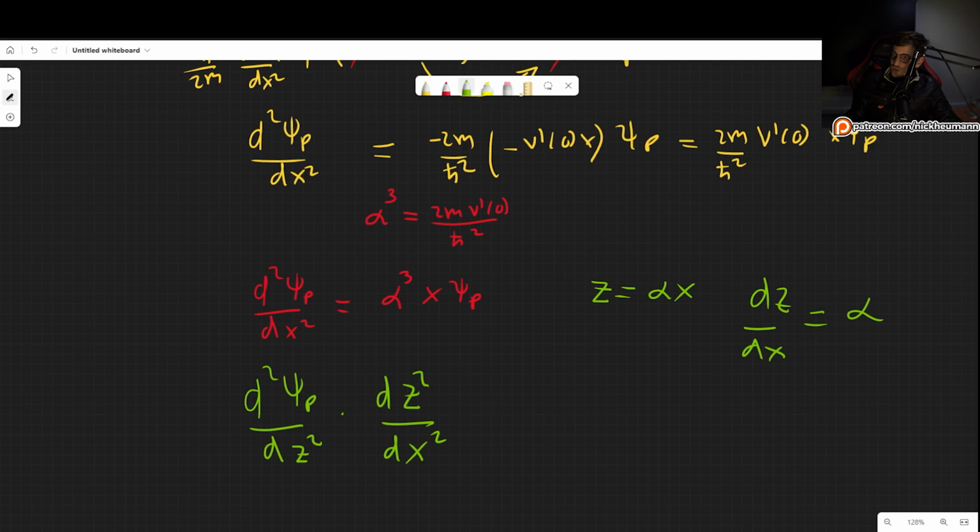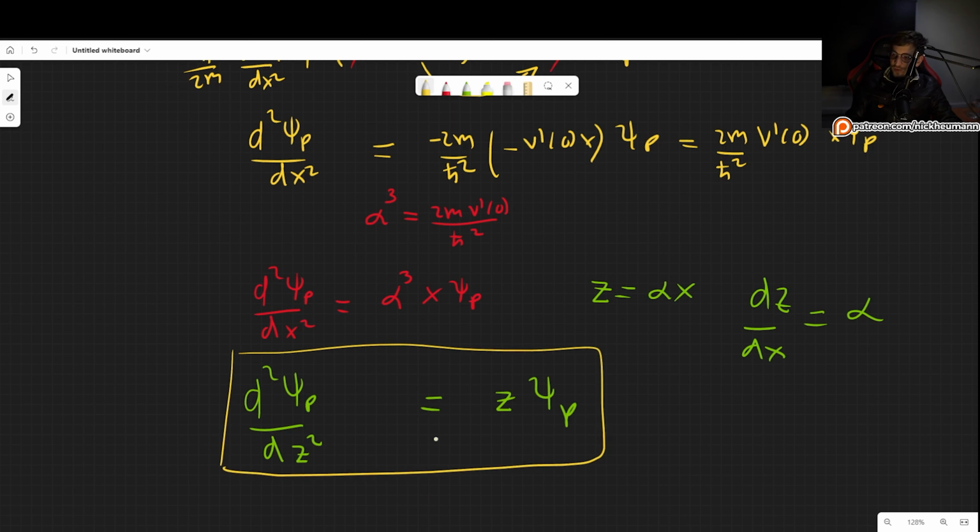So we get this thing squared, basically, right? So for that reason, we get alpha squared. And on the right side, we get alpha cubed, which is alpha squared times alpha times x. But alpha x is simply z. And then we divide by alpha squared, and there we go. This is the equation that we want to solve. And unfortunately, or fortunately, this is the Airy differential equation.